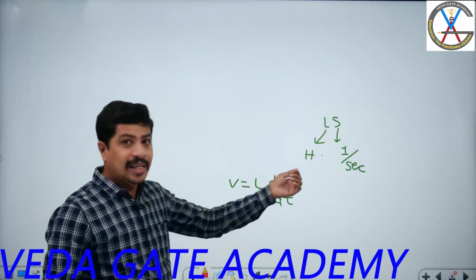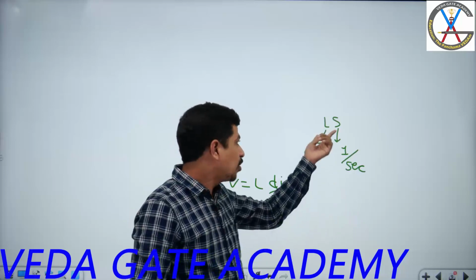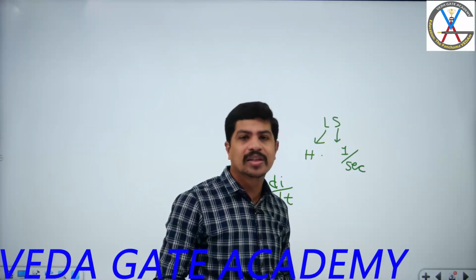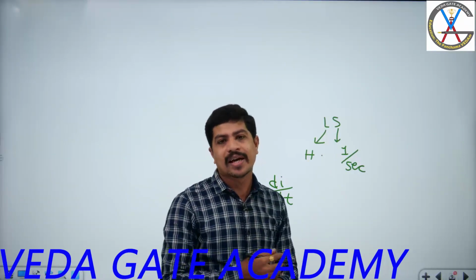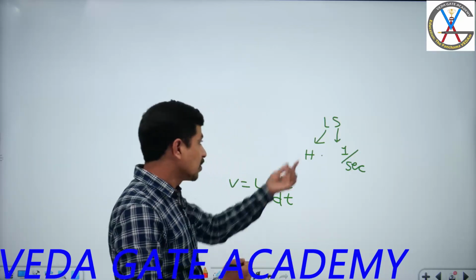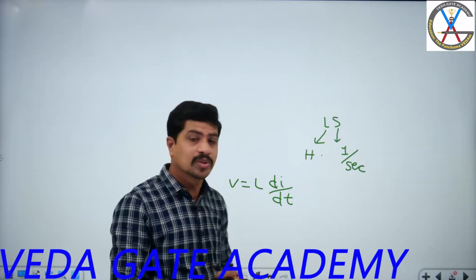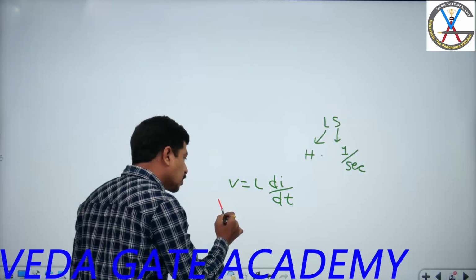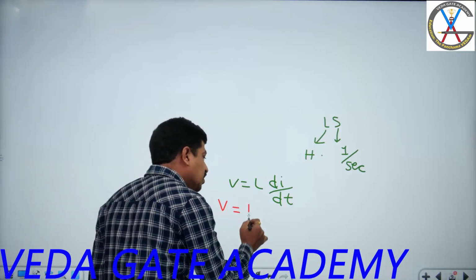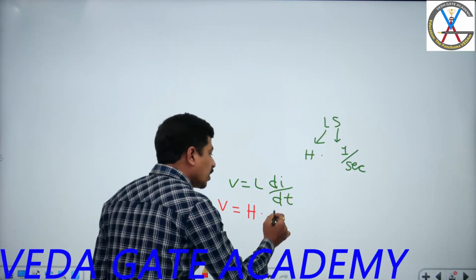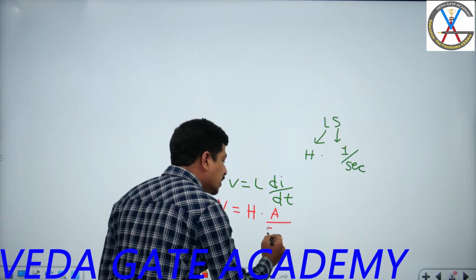So, the interviewer may ask you, can you prove LS units as ohms? Yes. This question was once asked in an IISc Bangalore interview. Can you prove LS units as ohms? Yes, we can. Now, what are the units? Volts is equal to L, whose units are henries, times di in amps by dt in seconds.